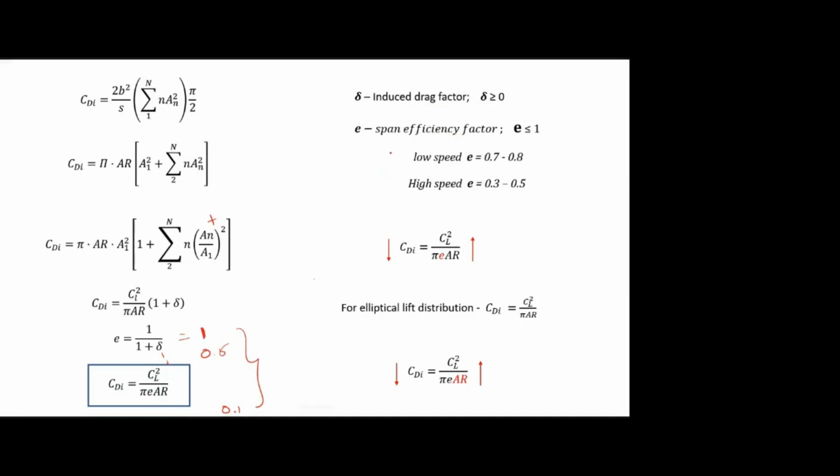And they found it for low speed and high speed subsonic aircrafts. So they found for low speed aircraft, E varies between 0.7 and 0.8. For high speed, it is 0.3 to 0.5. You know, if the velocity increases, then the wingtip potential strength also will increase. Okay, then this del term also will increase. If this del term increases, E will keep on decreasing. That's why for high speed, we are getting low E.